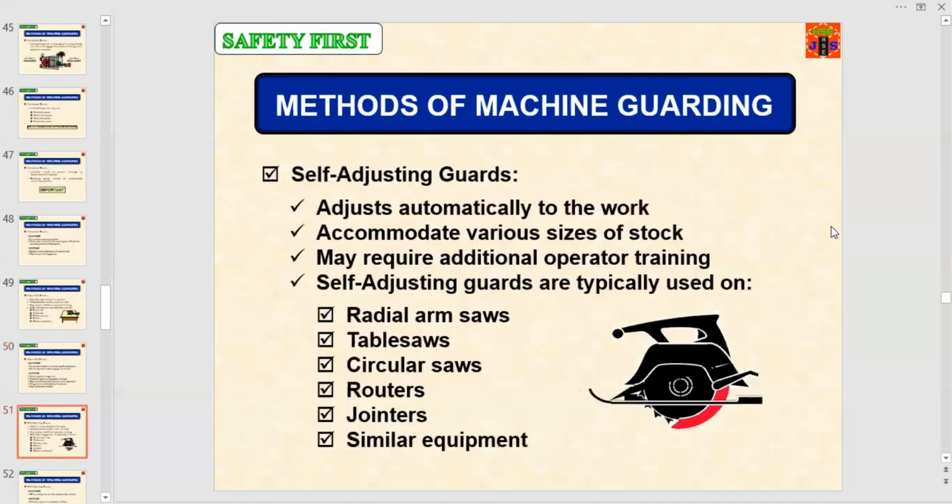Now, the number four category of guards is self-adjusting guards. They adjust automatically to the work. They accommodate various sizes of stock and may require additional operator training. Remember, self-adjusting guards are typically used on radial arm saws, table saws, circular saws, routers, jointers, and similar equipment.